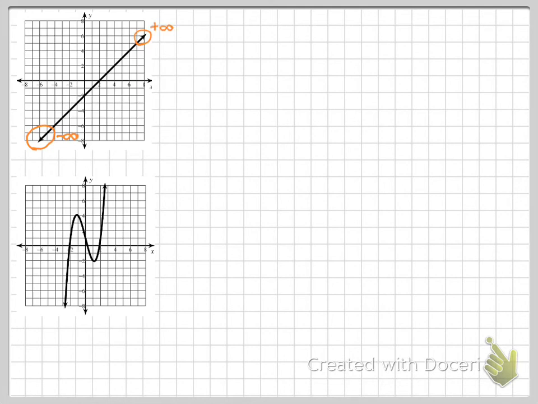So for my domain here, I would say small is negative infinity, or the left side, to the right side, which is positive infinity. And again, on Schoology, you don't have to write out the word negative because we do have a negative sign there, but we would have to write out infinity. So negative infinity to infinity.